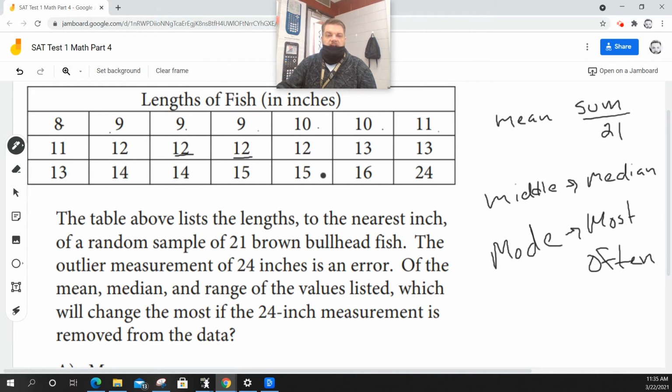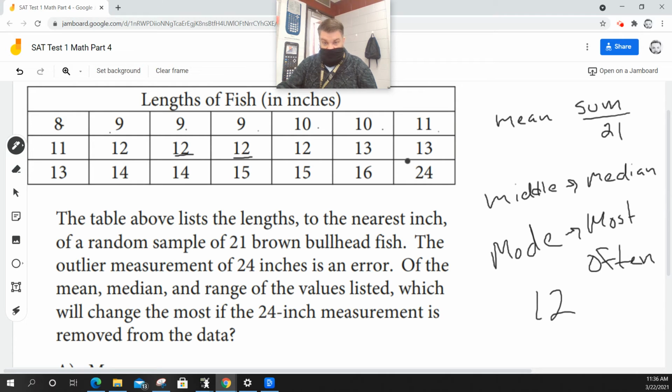Well, the number that occurs most often is 12, and if you get rid of 24, it's still the number that occurs most often. Okay? Because 12 appears 4 times. No other number appears 4 times. They appear more than once, but not 4 times.